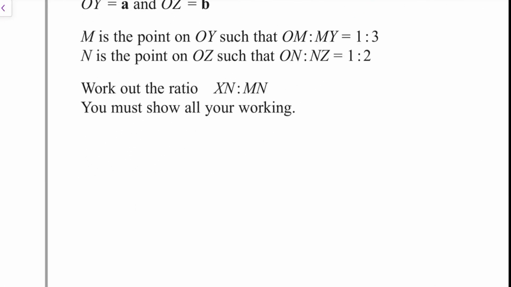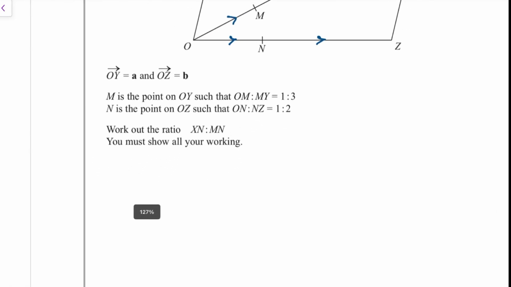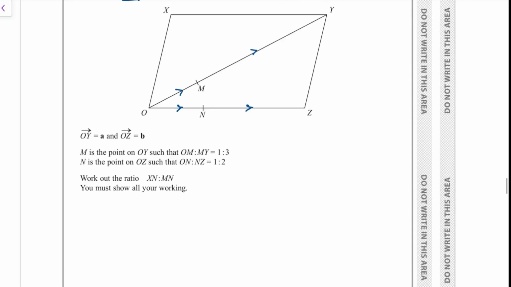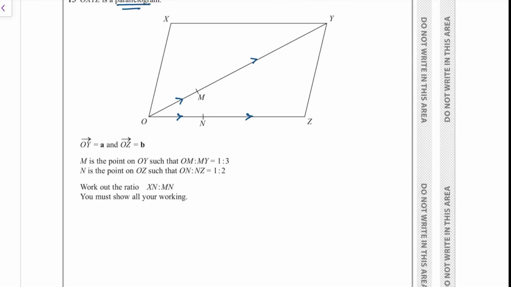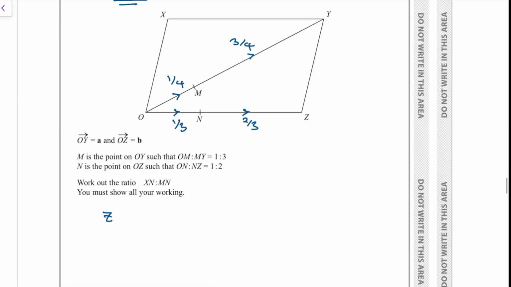So it says M is the point on OY, so it gives me some fractions. Work out the ratio. Okay, so I'm going to need to work out some fractions. I'm going to need to go from X to M and M to N. And then it wants me to show that that is going to be a straight line, I presume. It wants me to show the ratio between those. Now the good news is there's always marks for doing something sensible. First of all, let's get these on. So O to Y is such that O to M is 1 to 3. In other words, that's a quarter, and that's 3/4. And the 1 to 2 means that's a third, and that's 2/3. And the other thing I'm going to work out is Z to Y.